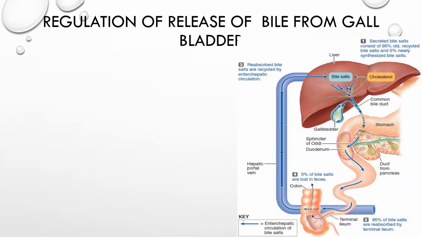Regulation of release of bile from the gallbladder. So bile is a digestive juice, right? Which is formed in the hepatocyte and poured into the bile canaliculi, from where it goes to the common bile duct, and along with the cystic duct finally forms the common bile duct, from where it enters the duodenum.